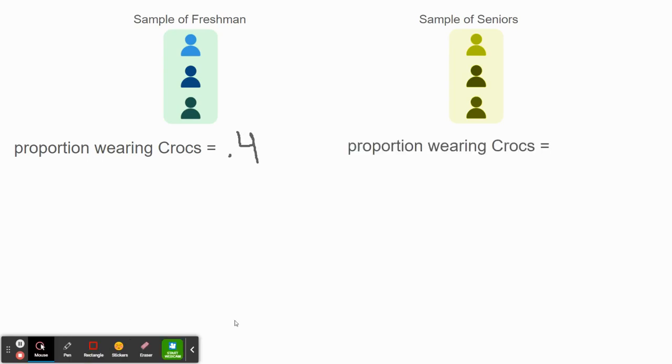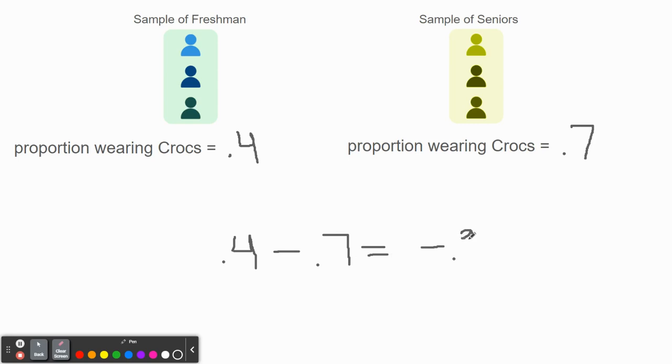Then I'm going to calculate the proportion of students wearing Crocs within my sample of seniors. So let's say within my sample of seniors, 70% of them are wearing Crocs, so the proportion would be 0.7. So the next thing I'm going to do is find the difference in those proportions. So 40% of my freshman sample was wearing Crocs, and I'm going to subtract 0.7 because 70% of my senior sample was wearing Crocs. So that gives me a difference of negative 0.3.